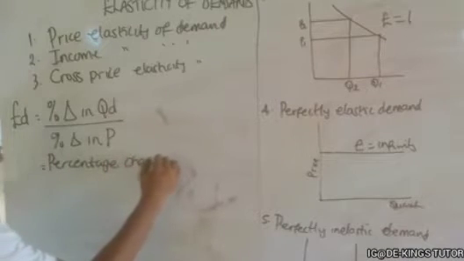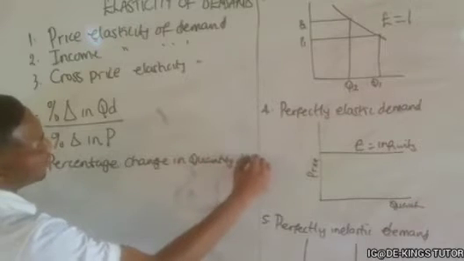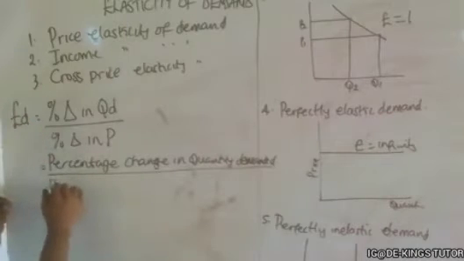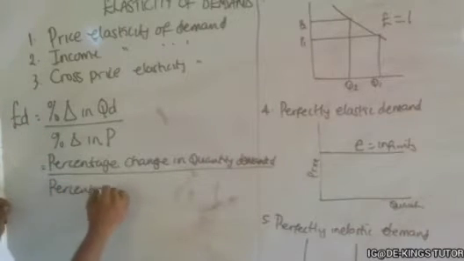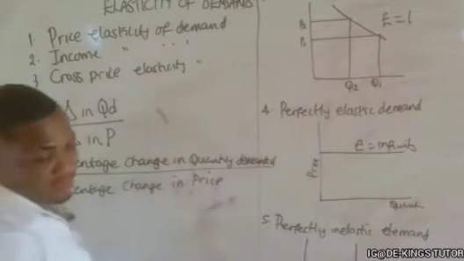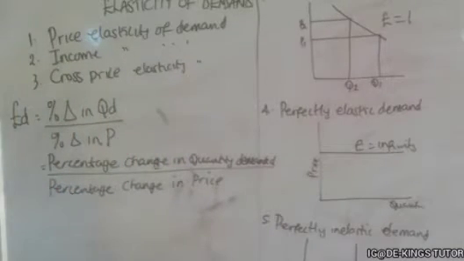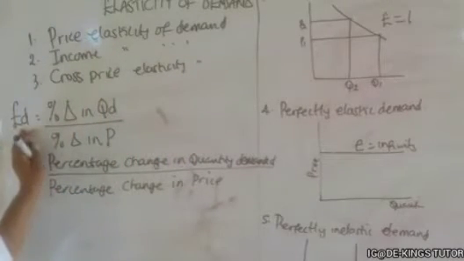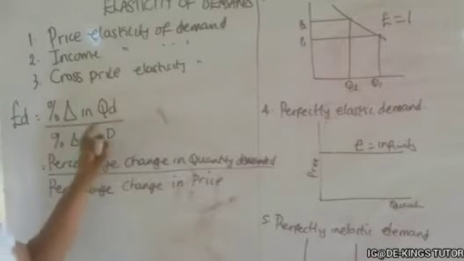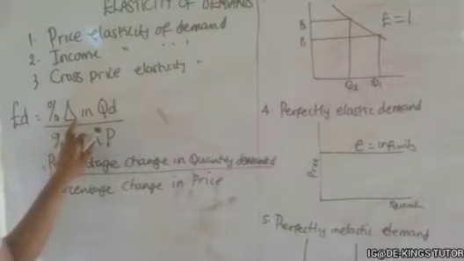It is given in figure like: percentage change in quantity demanded divided by percentage change in price. Okay, so percentage change in quantity demanded divided by percentage change in price. So that is how to measure price elasticity of demand. Percentage change in quantity demanded divided by percentage change in what? Price. In economics, the triangle means change.